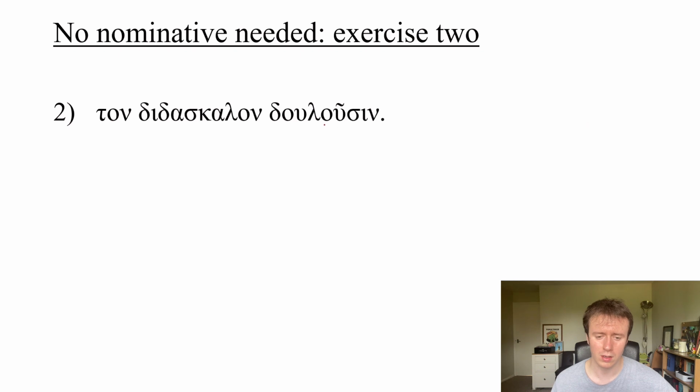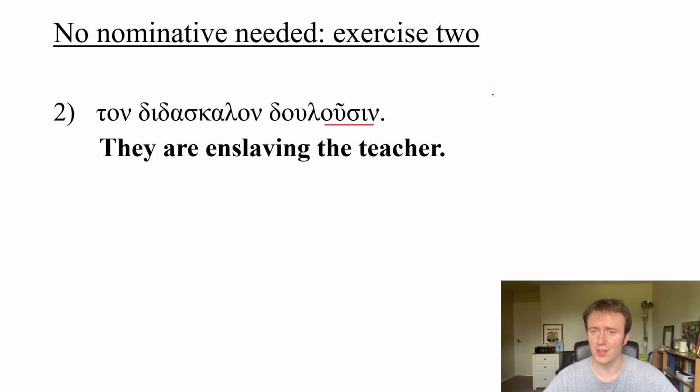Here, the o has contracted with the person ending ousin, and it's resulted in the same person ending, so another lucky case here, okay? And therefore, we should have translated this sentence as they are enslaving the teacher, or they enslave the teacher. The poor teacher is being enslaved for some reason, I don't know why. But, alas, that is how we are to translate this sentence. They are enslaving the teacher, or they enslave the teacher.